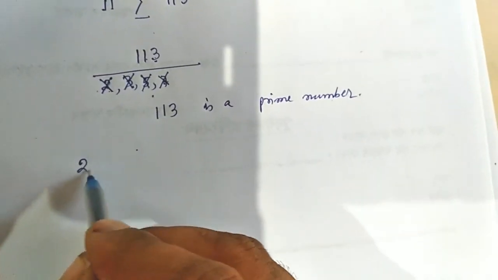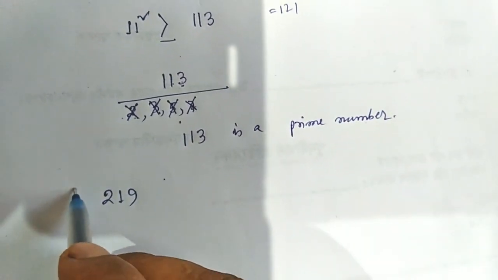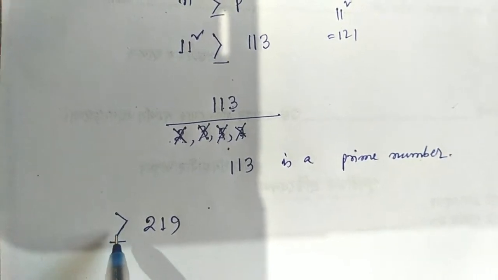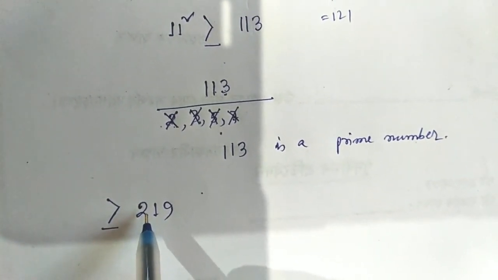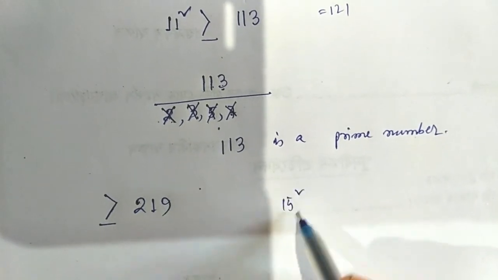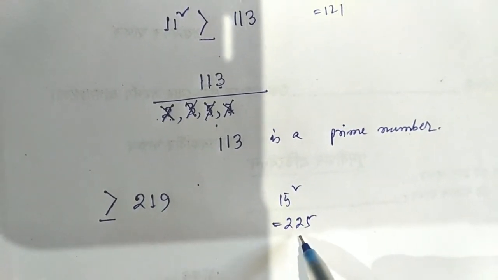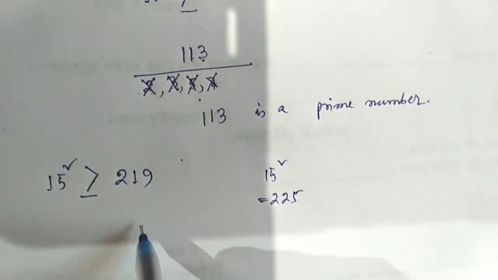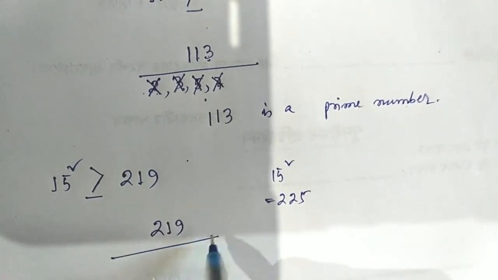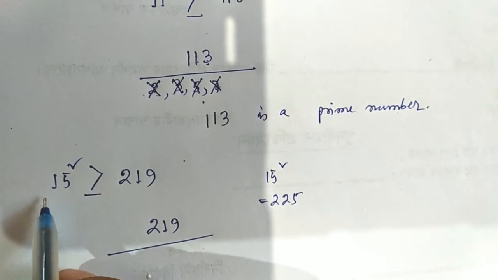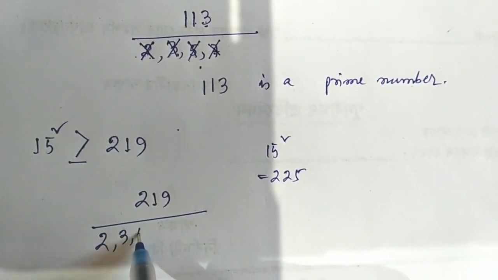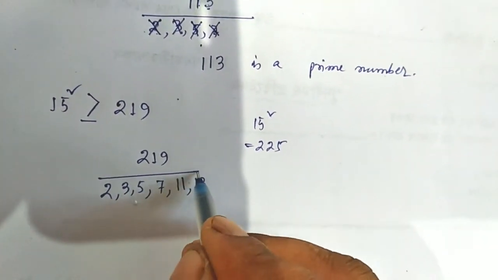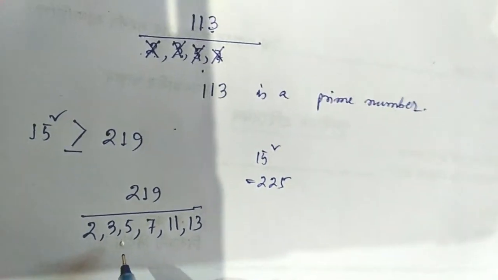Let us take another example, 219. Let us take a number whose square should be greater than or equal to 219. So 15 square is 225, which is greater than 219. So what is the way of writing? Write 219, and write down the prime numbers up to 15. So what are those? 2, 3, 5, 7, 11 and 13. These are the prime numbers less than 15. So check one by one.